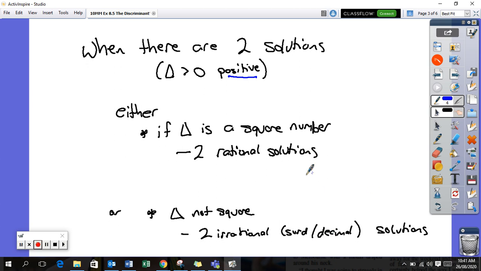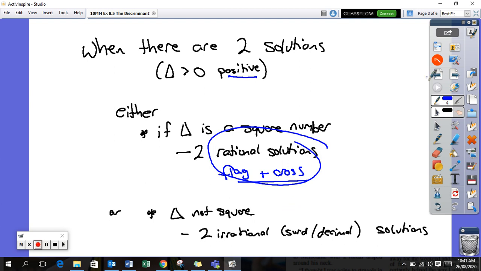surds or decimals. Okay, so this is where we would use flag and cross, and flag and cross would work in this case. So we probably wouldn't need to use the quadratic formula when there's two rational solutions. This one, we have to use the quadratic formula.